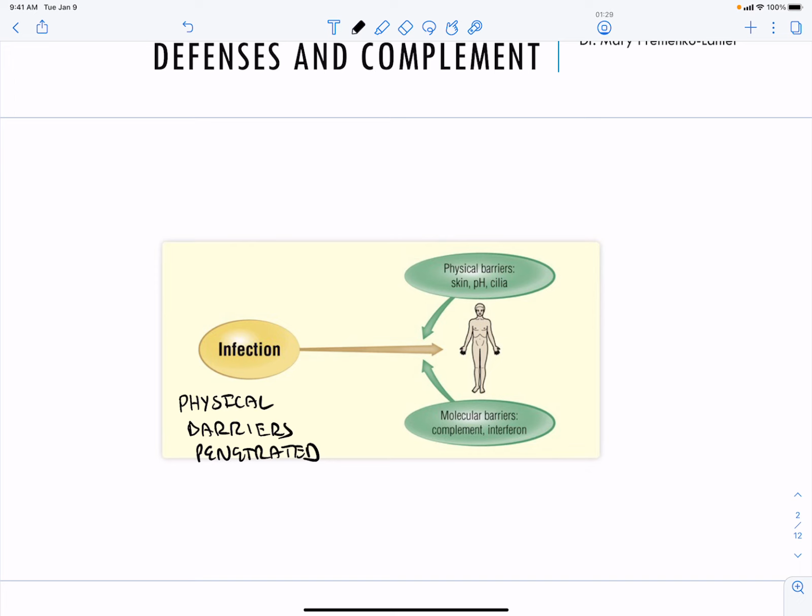So after you break through the physical barriers, you basically engage the molecular barriers, and some of them are going to be discussed here, not all, but we're going to focus on things like complement, interferon, acute phase response, and things like that.